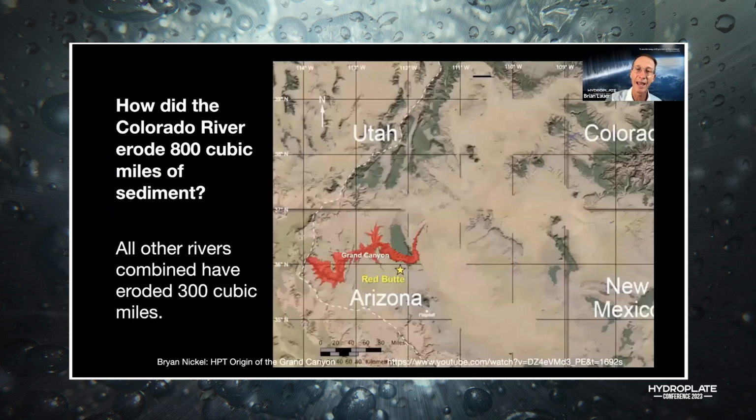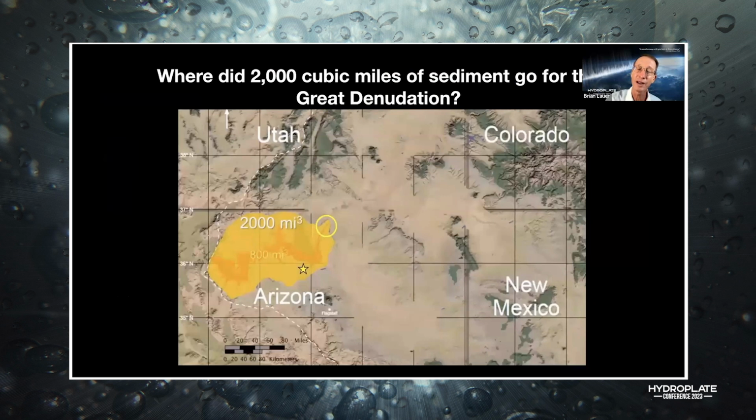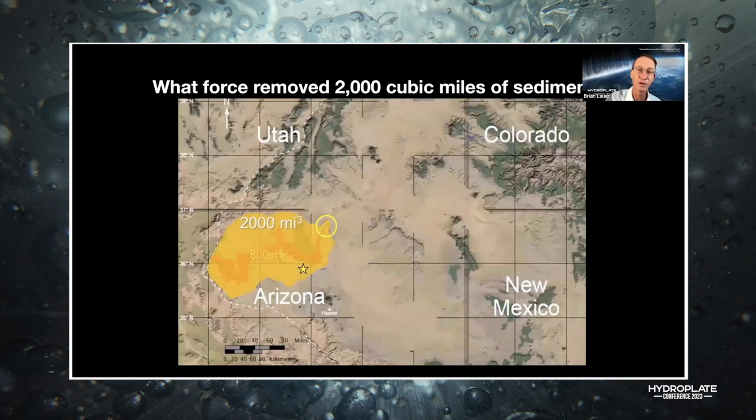And how did it erode 800 cubic miles? That's what's missing from the Grand Canyon. And to put that in perspective, all the other rivers of the world have eroded 300 cubic miles. Yeah, something special went on here. And before you cut the Grand Canyon, you got to do the Great Denudation, where there's 2,000 cubic miles of sediment. And what force would move that?